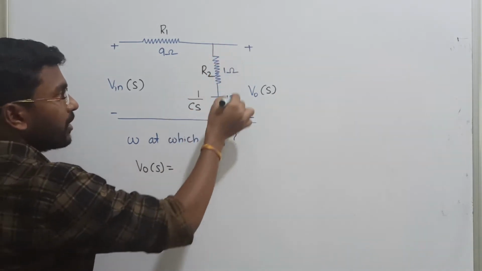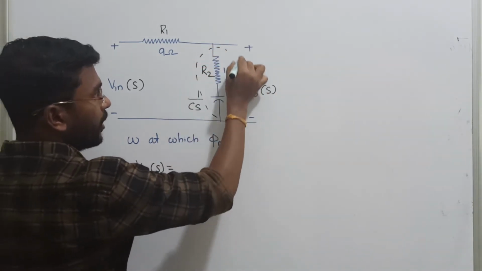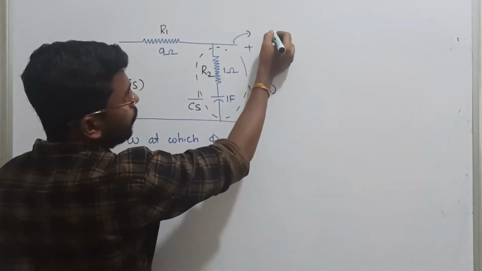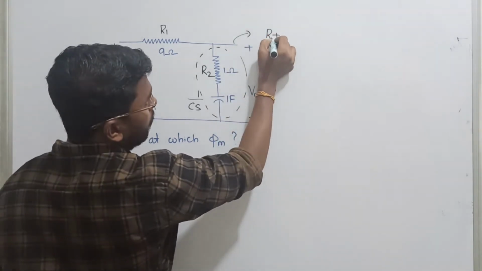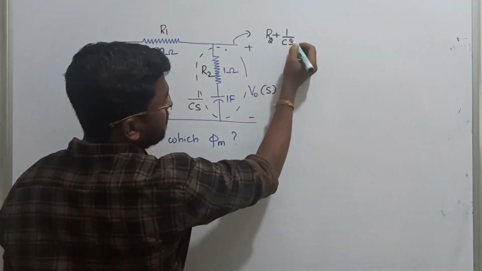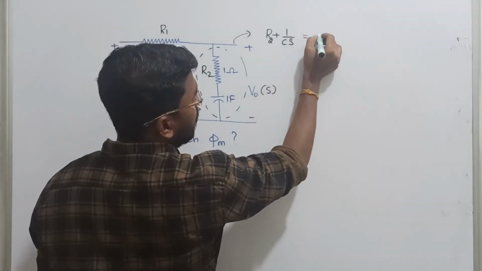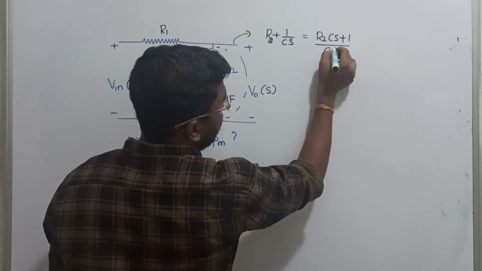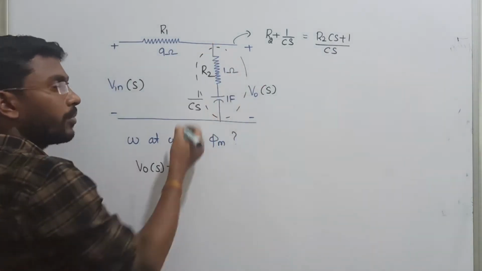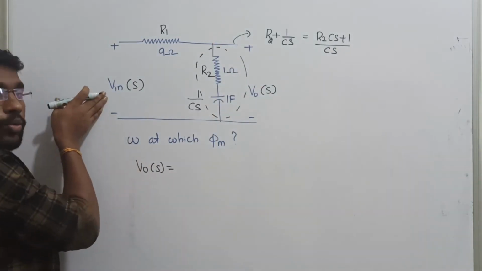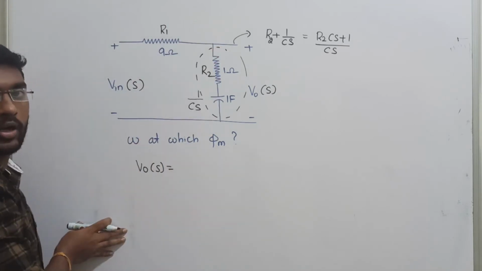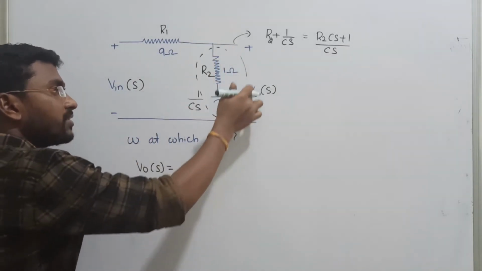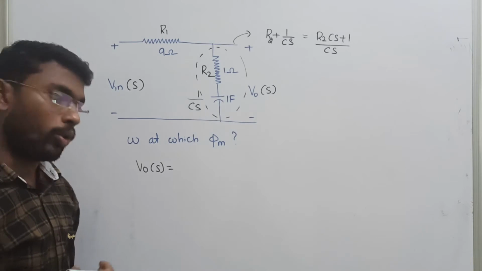So the total impedance offered by the output port can be written as R2 plus 1 upon Cs. Yes or no? If I reduce this function, it is going to be R2 into Cs plus 1, and the denominator is going to be Cs. That is the overall impedance offered by the output port. Whereas from the input, all these components are connected in series only.